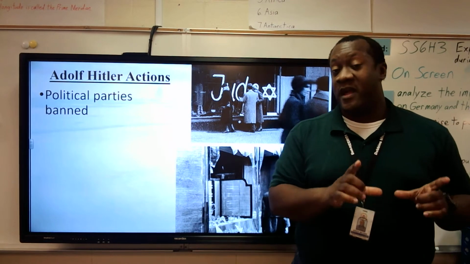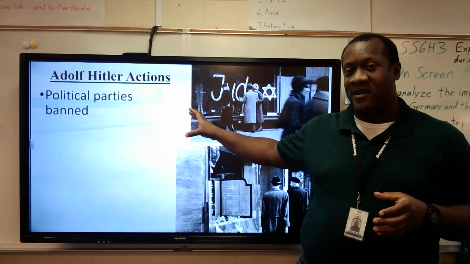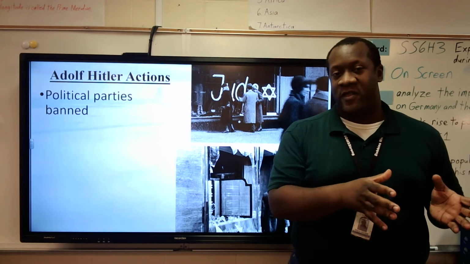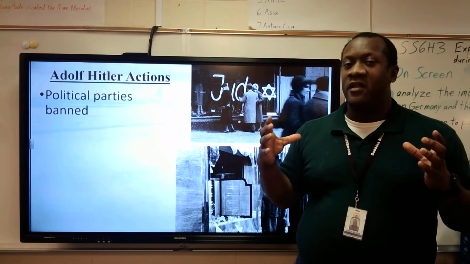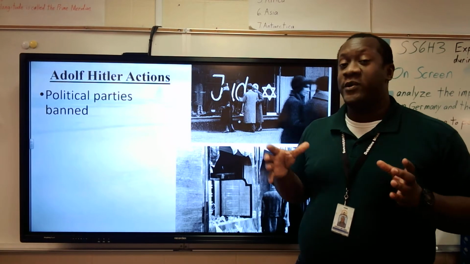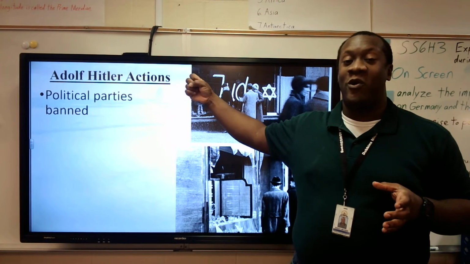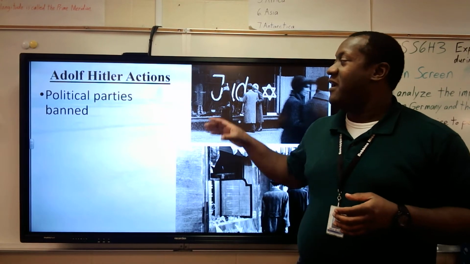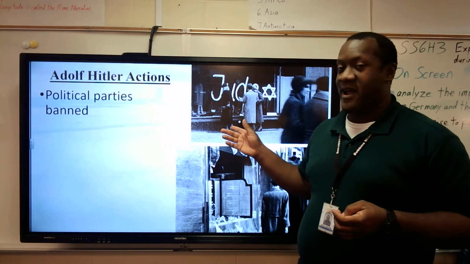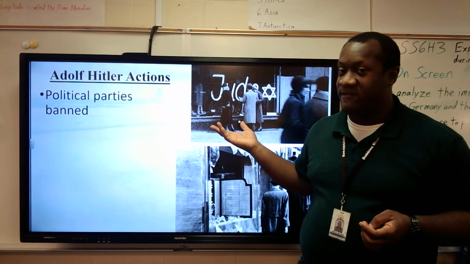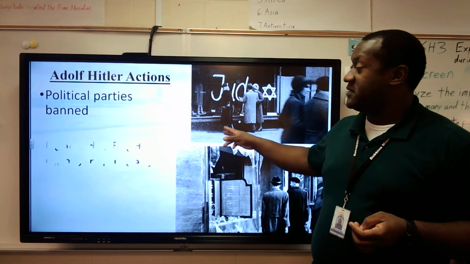Now, he didn't just do that. He wasn't just anti-Semitic. Once he got power, there was a fire in Germany in the Reichstag. All right, that's the parliament building. He used that fire to blame all of the groups that were enemies of the National Socialist Party. And so he banned all political parties except his own. Now, you can't have a democracy if there's only one group that you're allowed to vote for. So he bans all political parties.